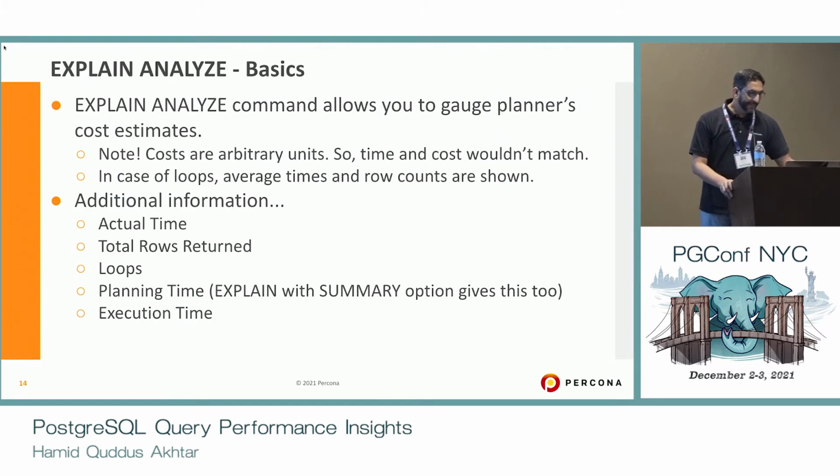So as I said, explain analyze is a way of correlating the arbitrary cost numbers with the actual times, and that's a way of tuning those cost parameters better.